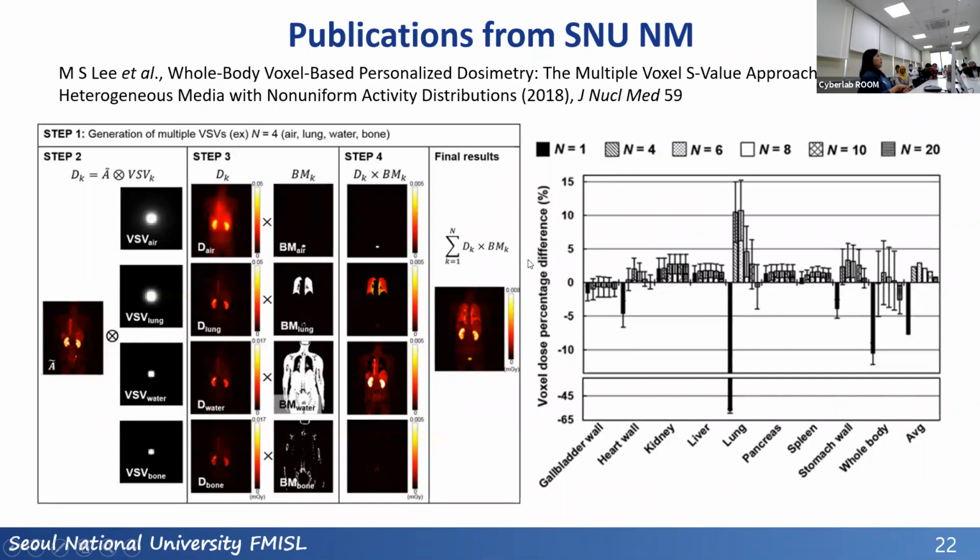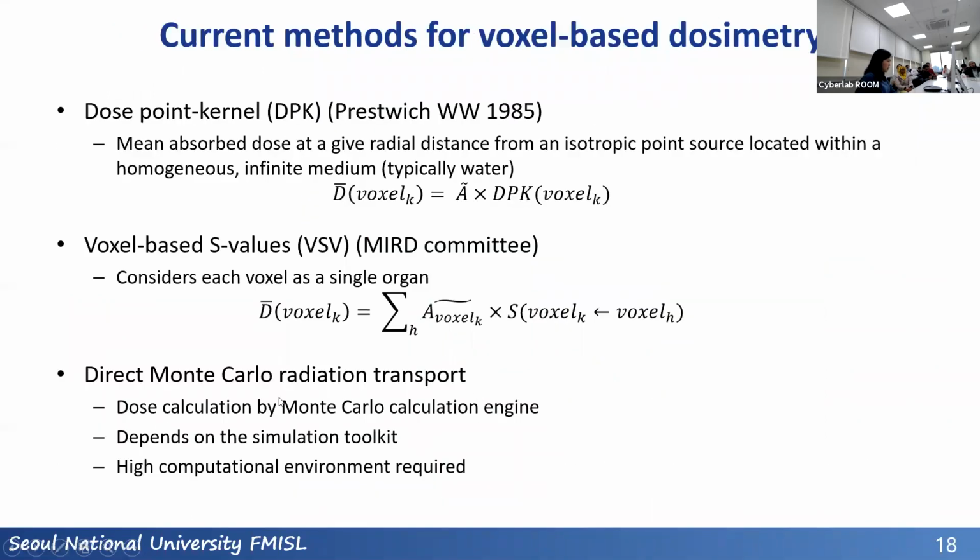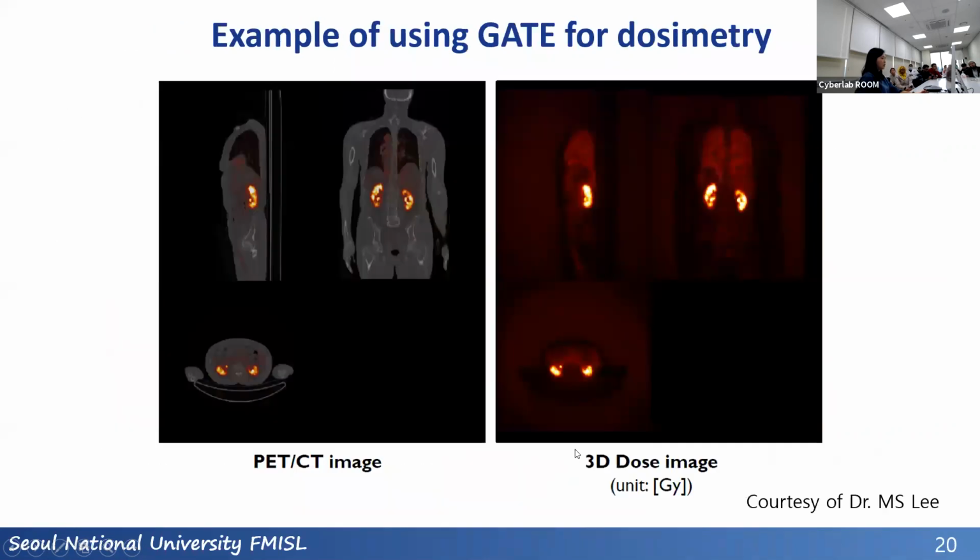And also, as our group is a physics team, Dr. Seungeun Lee proposed an easier and simpler method to calculate the dose map. As I said here, direct Monte Carlo might be the gold standard, but it takes a very long time to calculate all the voxel pairs.